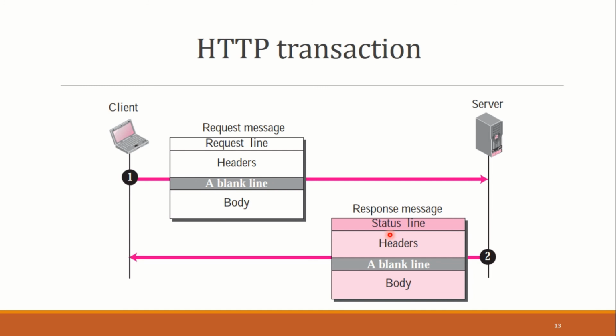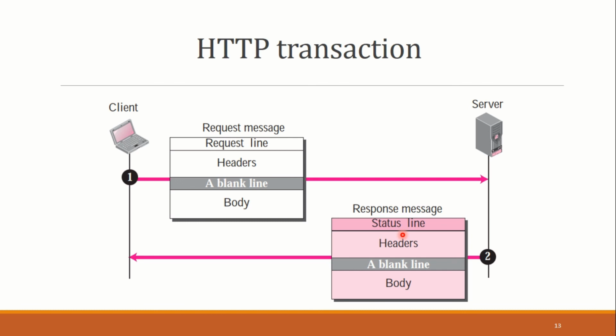There are three fields in this line separated by spaces and terminated by carriage return and line feed, as in the previous one. In the request line, we had method, URL, and version. Similarly, in the status line, we have three fields: version, status code, and phrase. These three are important.